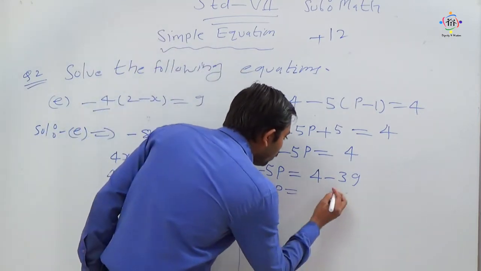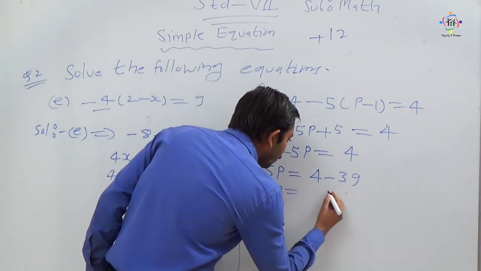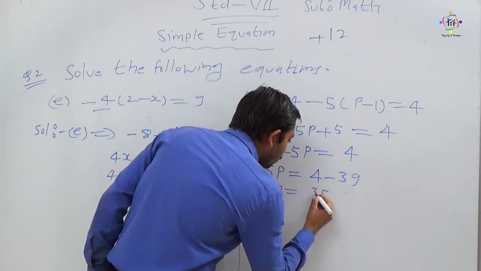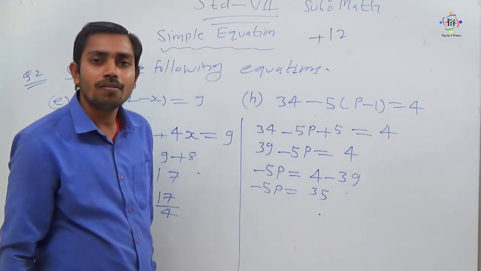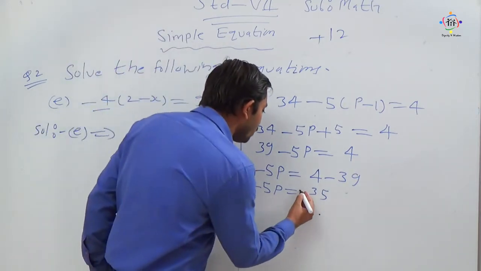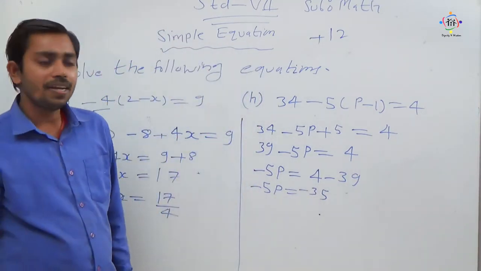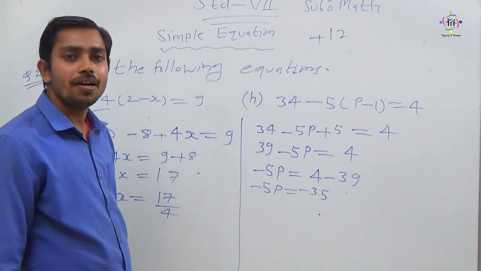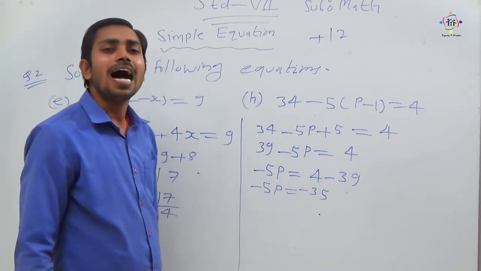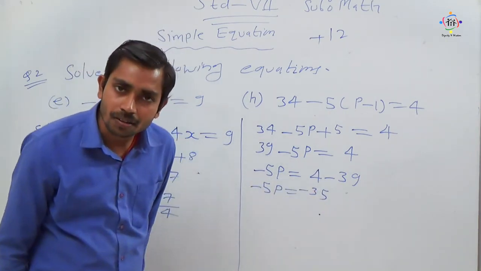So what will come? 9 minus 4 will be 5. So it will be as it is, 5. So 35. Now what is the greater number's sign, my dear students? Minus, and therefore we will write here minus. Now one more thing, here left side also minus, right side is also minus. So what can we do? We can cancel both minus signs, or we can divide on both sides with the minus, my dear students.